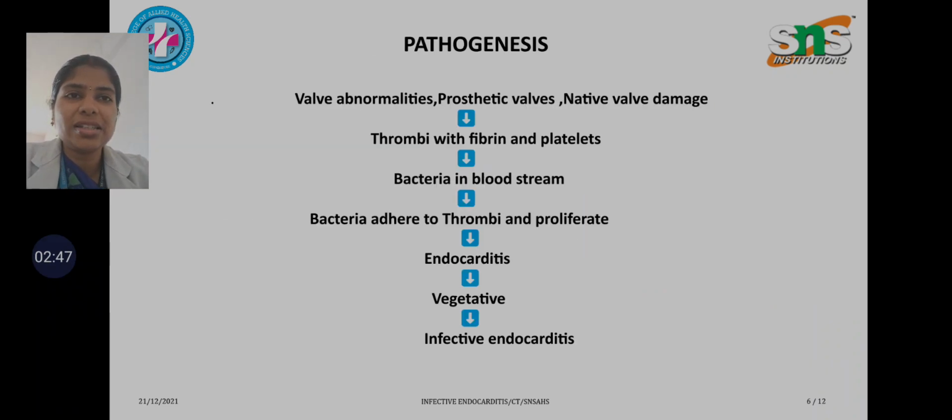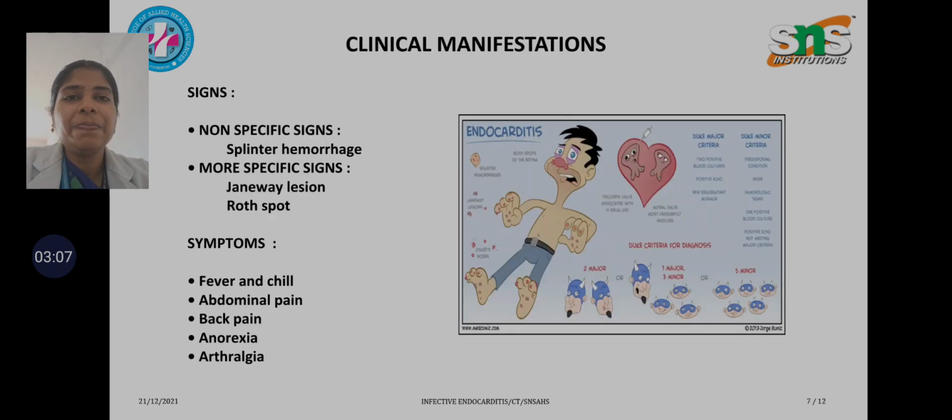The pathogenesis involves valve abnormalities, either a prosthetic valve or native valve damage, and thrombi with fibrin and platelets, with bacteremia in the bloodstream. The bacteria adhere to the thrombi and proliferate. So endocarditis leads to vegetation, and this is finally infective endocarditis.